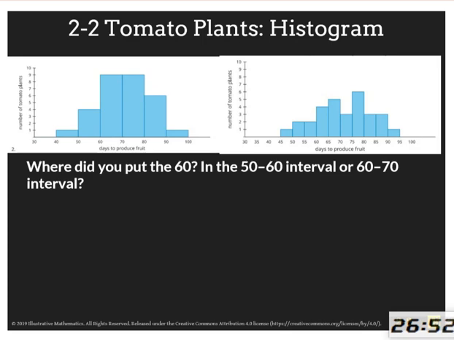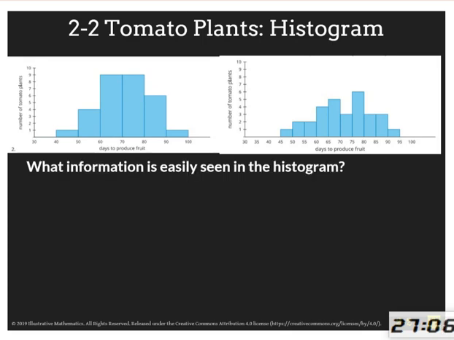All right. So you should have said that you put it in the 60 to 70 interval. Remember, that's just a convention that we have. If we have something that's on the precipice of a lower and an upper interval, we put it in the upper interval. All right. What information is easily seen with a histogram?